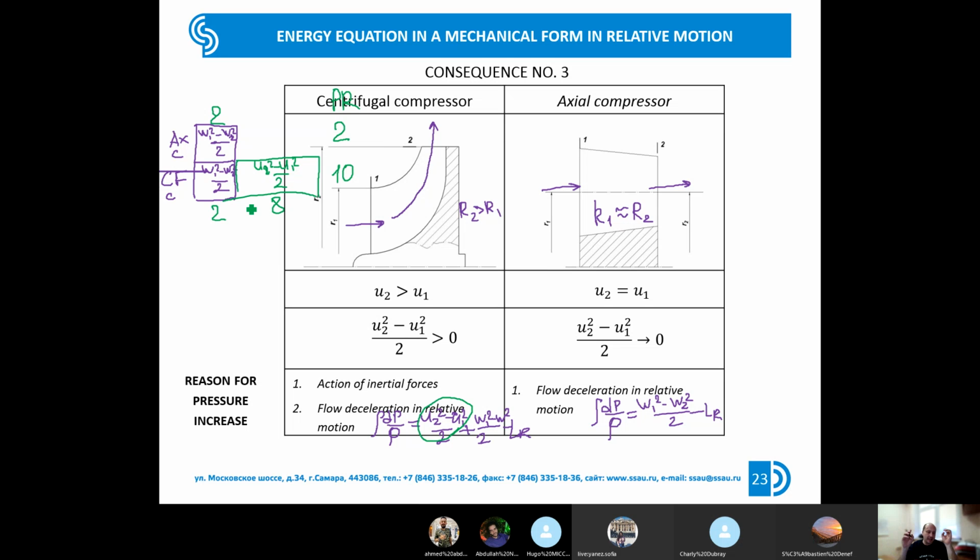In the centrifugal compressor, we are changing kinetic energy in relative motion for increasing pressure, and it's approximately 2 units of energy for increasing pressure, but additionally we have the action of inertial forces. And the action of inertial forces could reach 8 units of energy.